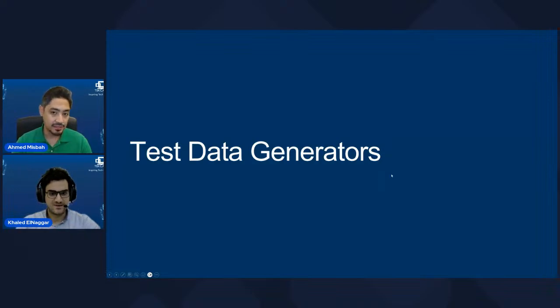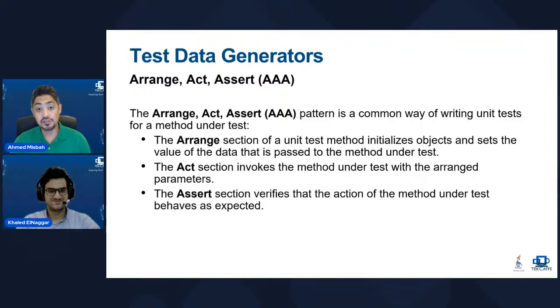Okay, so let's talk about test data generators. So when Khaled was doing the demo, he told you that he was going to use the arrange, act, assert to structure his tests. So how does that work? So in the arrange section of your test, this is where you initialize the objects and set the values of the data that is passed to the method that is going to be under test. So this is basically the section where you prepare your tests before they execute, or put your unit under test, or software under test in the state that you want it to be before you start exercising the tests.